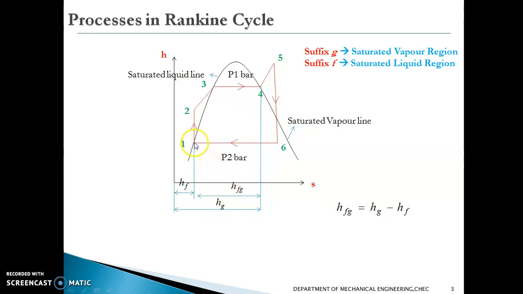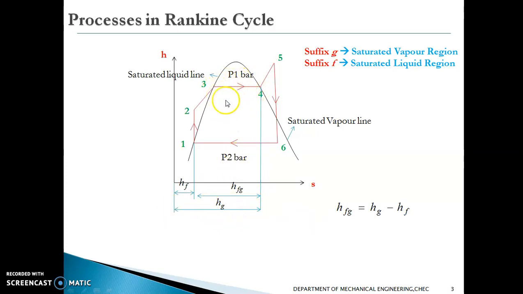Let us consider point 1. Since point 1 is on the saturated liquid line, it is denoted with hf. So hf1 is the indication of enthalpy at state 1. And 4 is a point on the saturated vapor region, and hg is the indication of the saturated vapor region. The difference between these two gives this region.